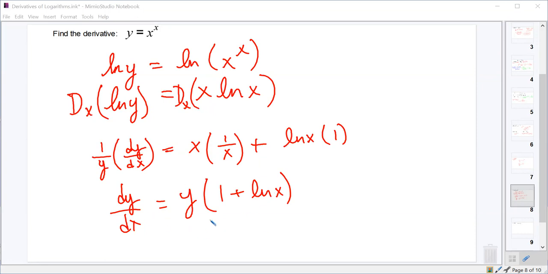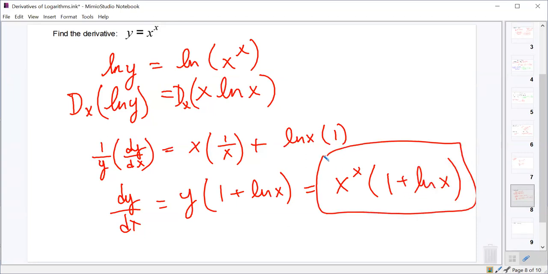Okay. All right. So then we have y times 1 plus ln x, and y times 1 plus ln x is a little bit of an issue because our original equation was a function all in terms of x, and we'd like our result to be a function all in terms of x. So what can we do with this? Replace y with x to the x. So we have x to the x times 1 plus ln x. And that's our derivative. Everybody good with that?